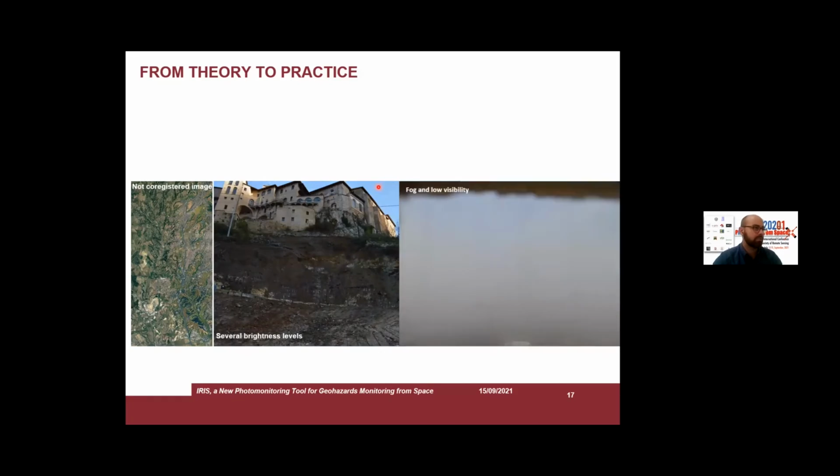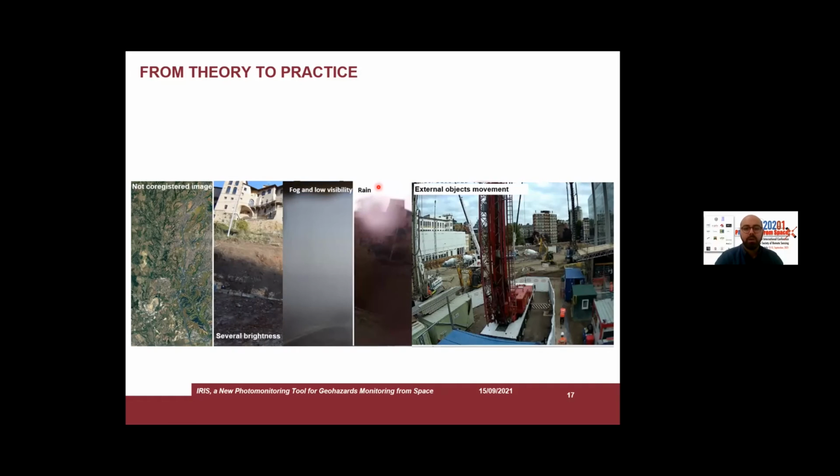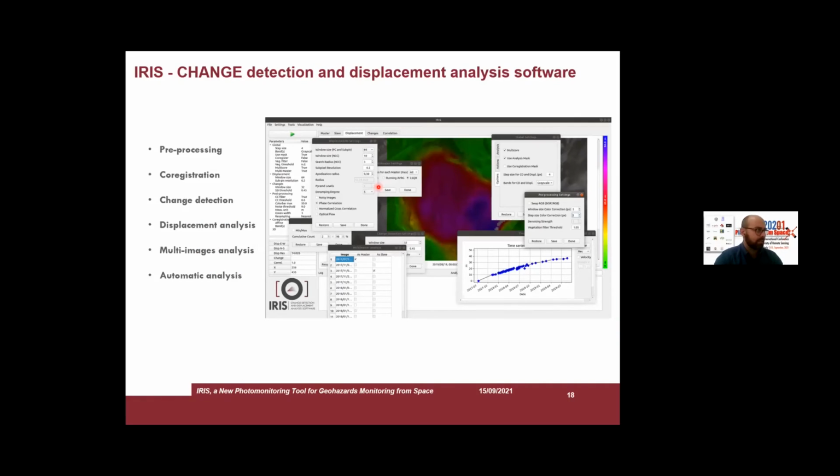In this framework, taking advantage of all the experiences and issues gained in recent years in data processing, such as the use of non-co-registered images, brightness changes, visibility, rain, and external object movement in our scenario, we developed this tool that is called IRIS, change detection and displacement analysis software. IRIS is software developed in a Python environment, able to co-register, to make automatic analysis and so on.